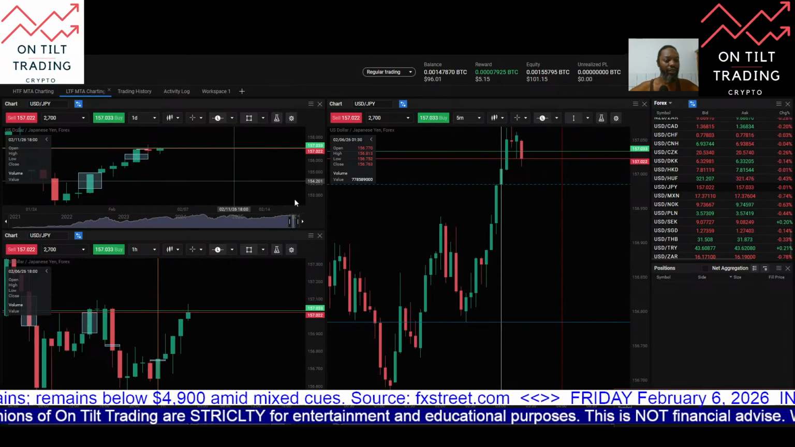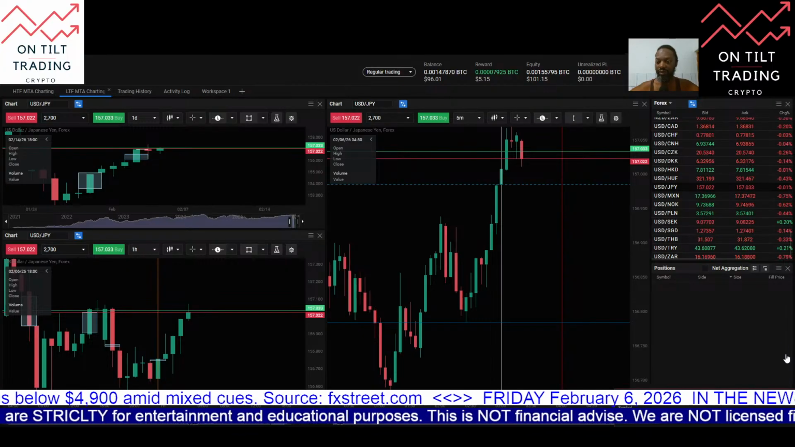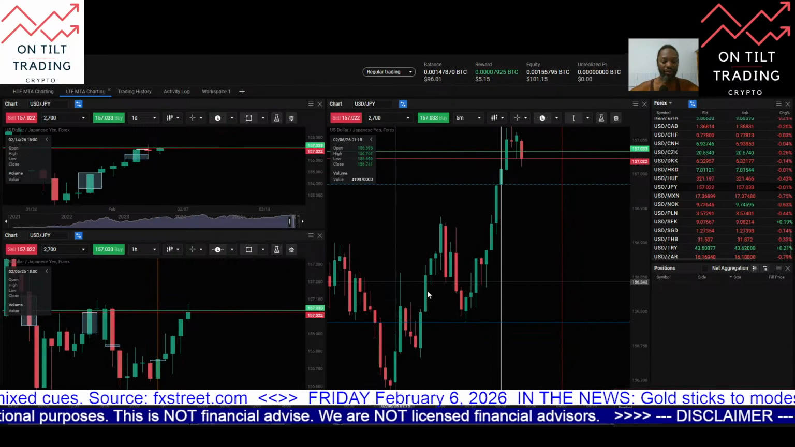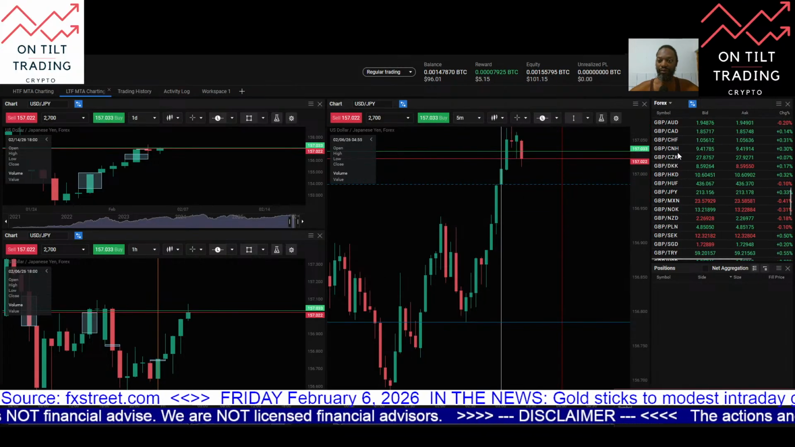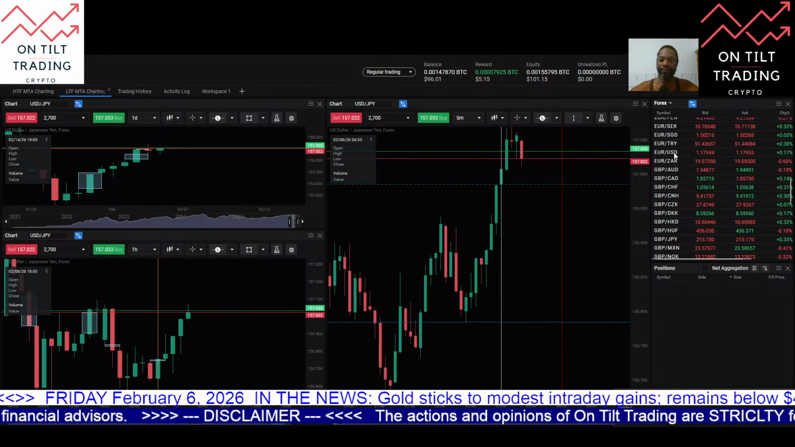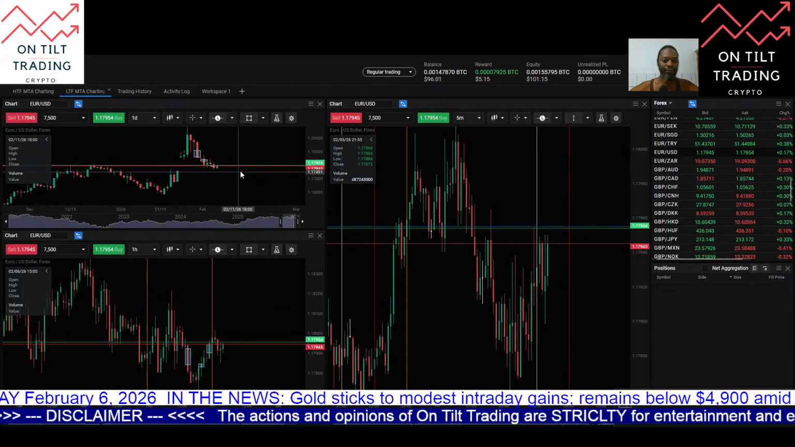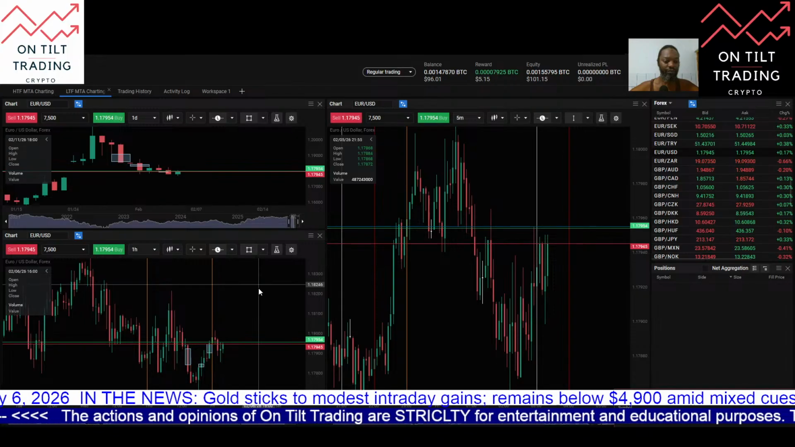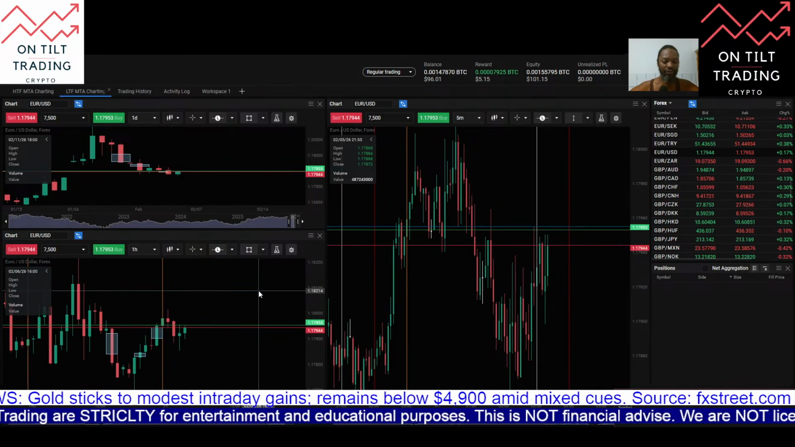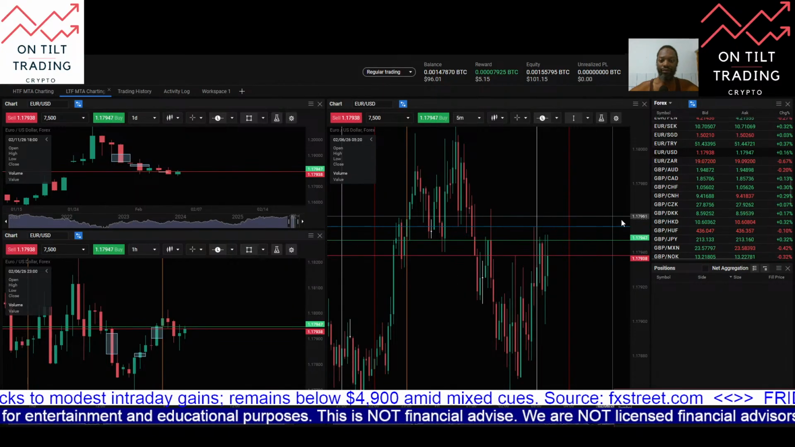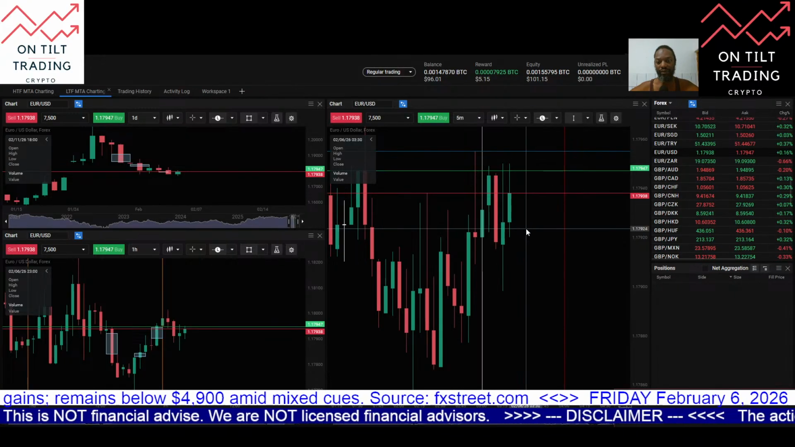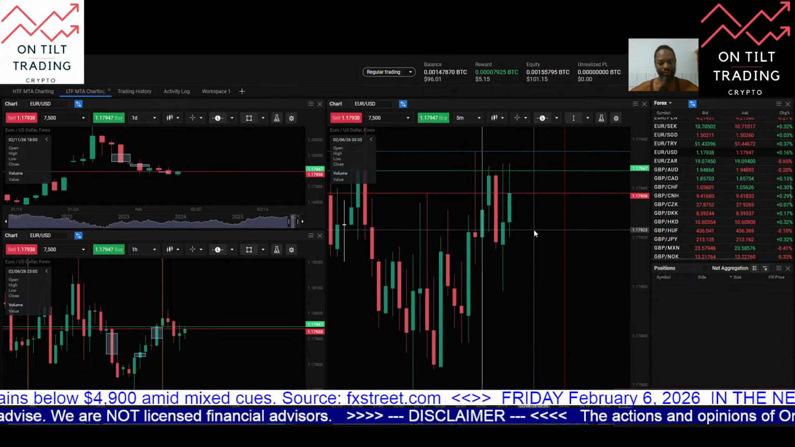I have a short bias on dollar yen, but dollar yen has a lot of work to do before I could take it short. Got a short bias here on euro dollar as well, but it's not giving me an entry at this time.